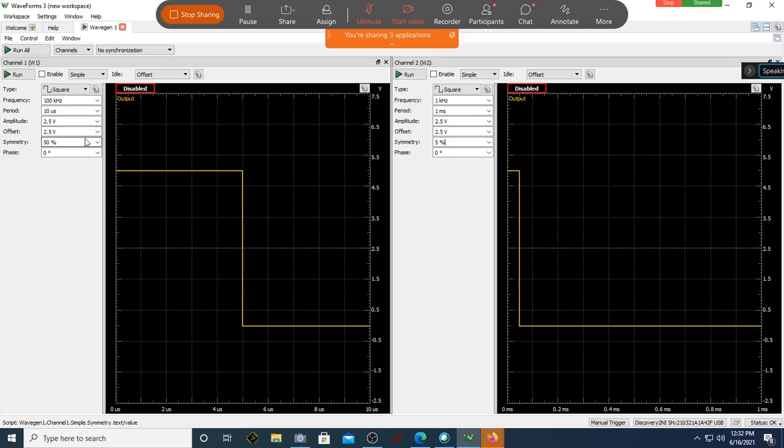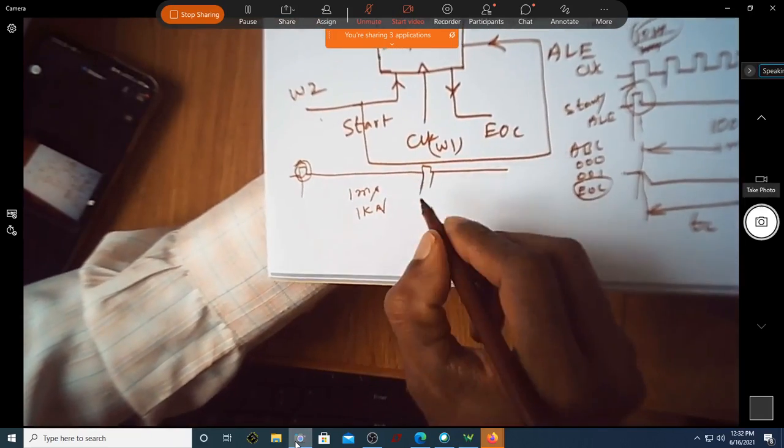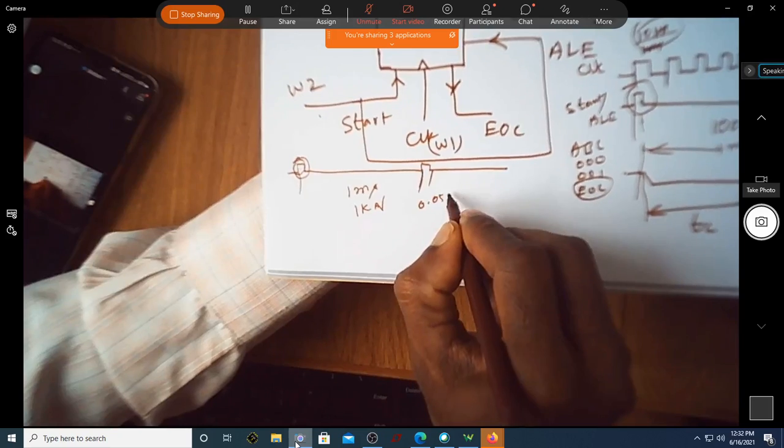So what does this actually mean? Does it mean that for every 100 pulses you are going to have a pulse of duration 0.5 millisecond, or not 0.5 millisecond? What is 5% of 1 millisecond? It will be very small. So what is this pulse width now? I'll just show it to people. Is this actually 0.05 into 1 millisecond?